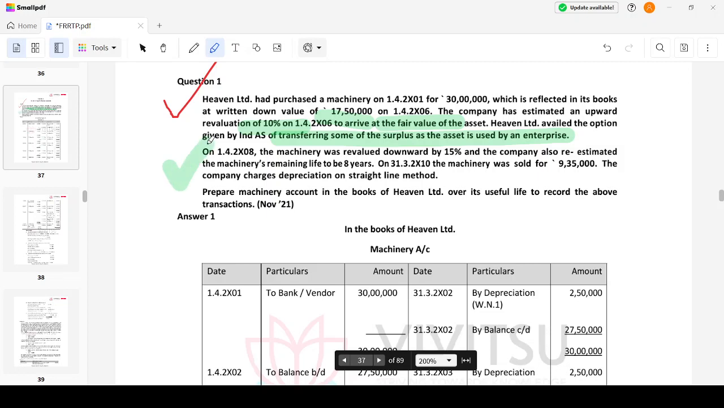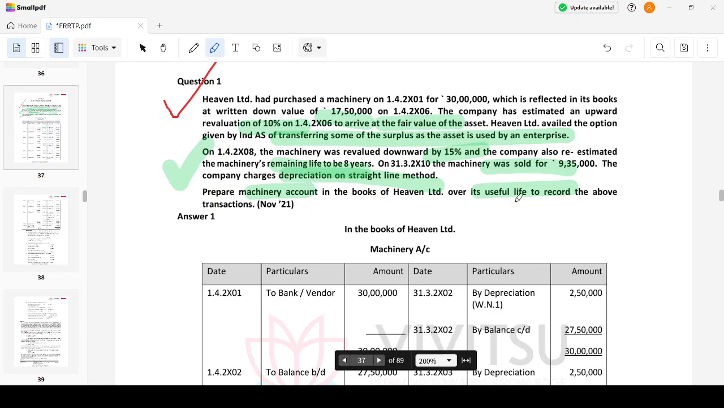April 20x8. The machinery was revalued downward by 15%, and the company also re-estimated the machinery's remaining useful life to be 8 years. It was sold for 9,35,000. The company charged depreciation on the straight line method. I have to prepare the machinery account.